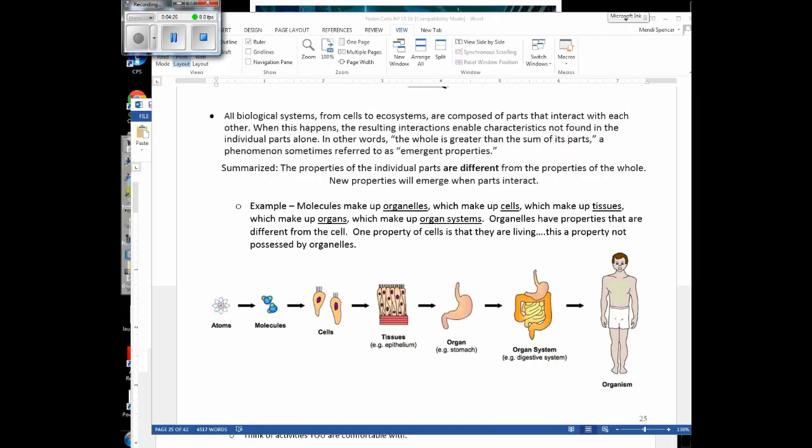And then again, another idea related to big idea 4 is that biological systems have parts that interact. These parts will form new structures, and these new structures will have properties that are different from the individual parts. So let's talk about what's called the level of organization, from simplest structures to most complex.